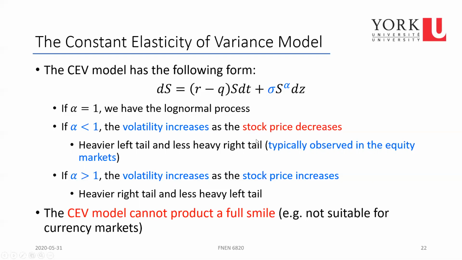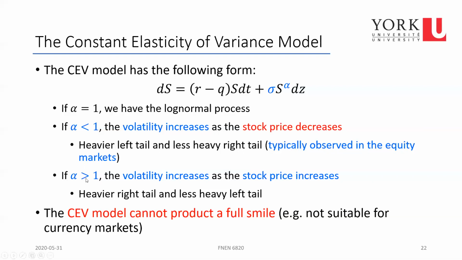This will produce a heavier left tail and a less heavy right tail. So typically, this will generate the volatility skewness that we typically observe in the equity market. So if S is a stock price, typically in modeling, people will restrict this alpha to be less than 1.